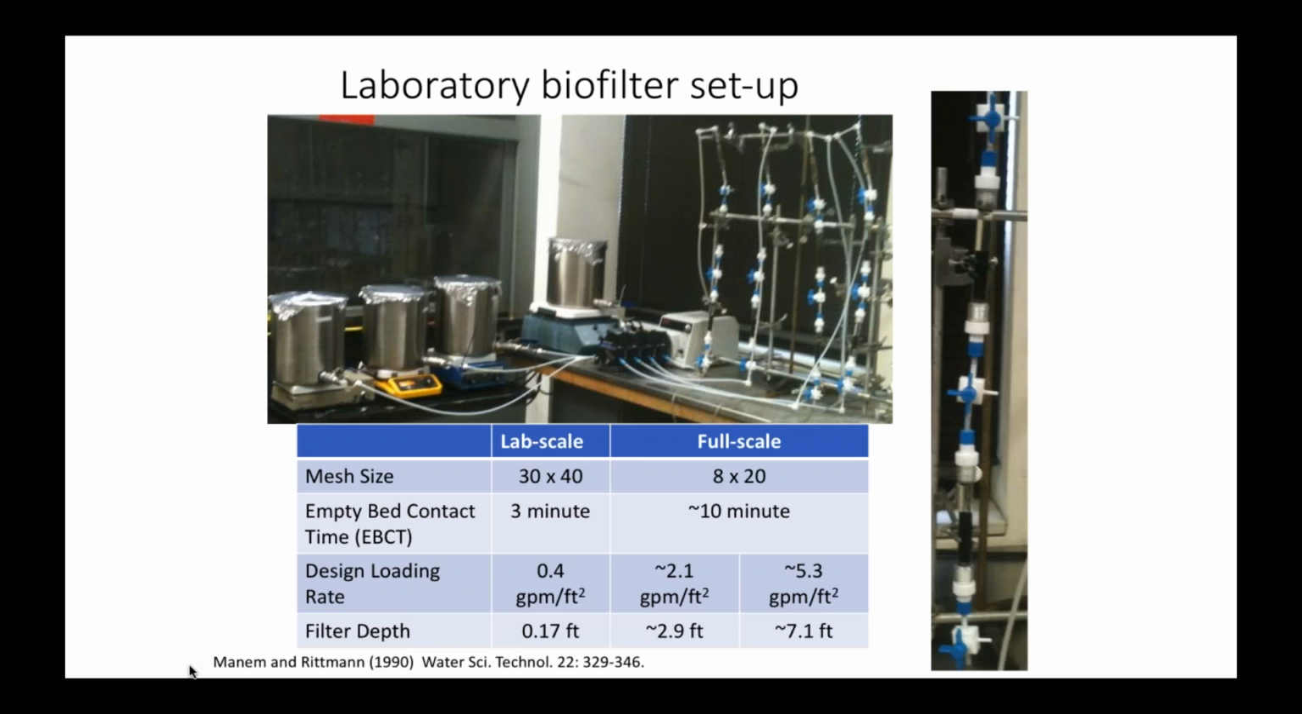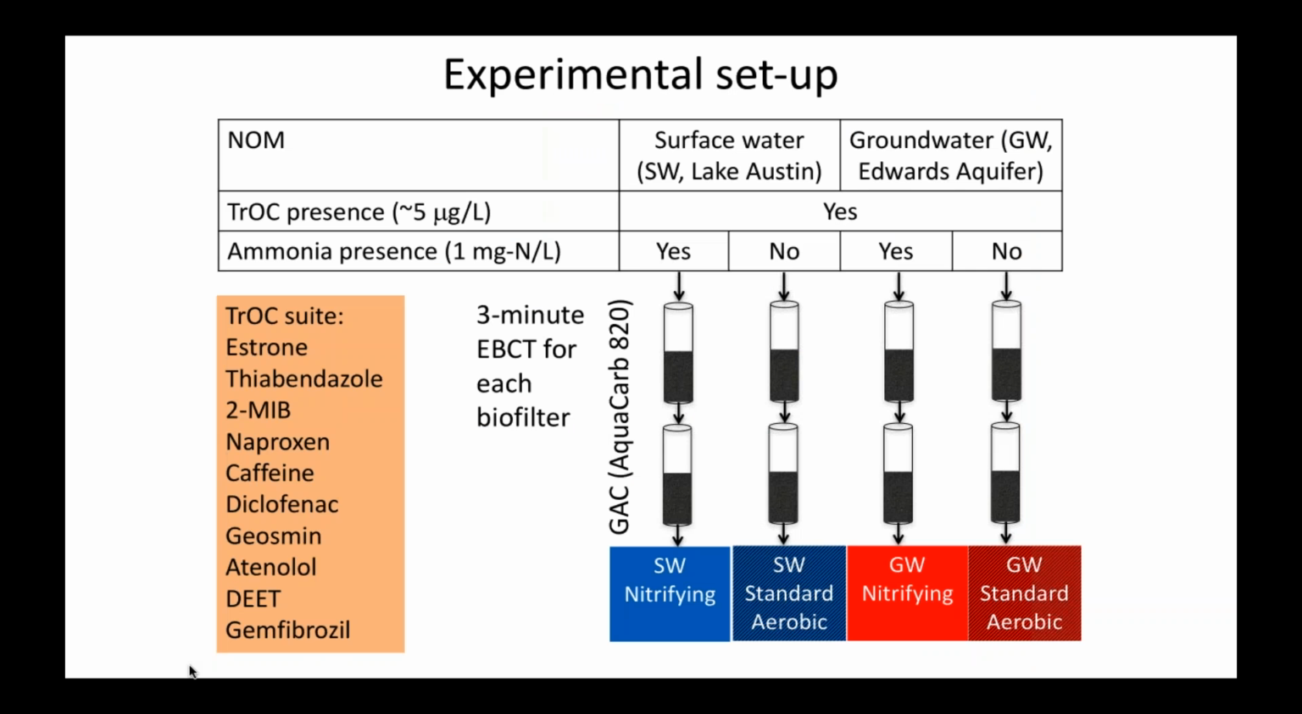So over here is what our laboratory setup looked like. And we had 4 different conditions. So we had 4 influent tanks feeding 4 different treatment trains. And each train consisted of 2 biofilters in series, each packed with granular activated carbon. And each of the biofilters had an empty bed contact time of 3 minutes. So each train had an empty bed contact time of 6 minutes.